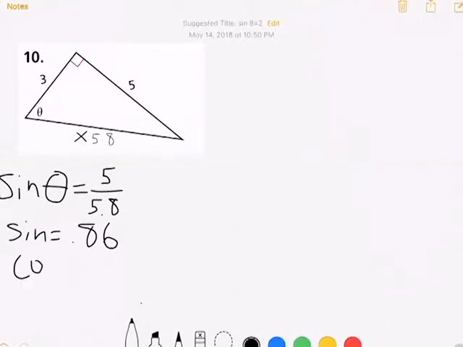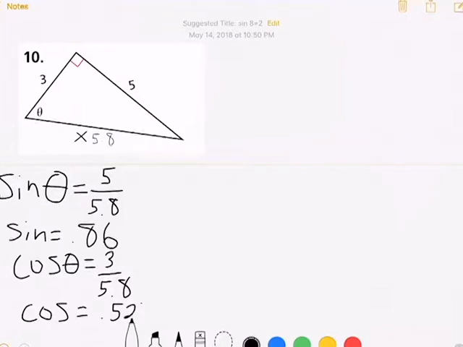And then you do the same thing with cosine. So cosine is adjacent over hypotenuse, so that's going to be 3 over 5.8. And again, you're just going to keep plugging this into your calculator in order to find the correct answer. So the cosine of this triangle is going to be 0.52. I'm just rounding this to the nearest hundredth, just to make it easy so you know for a fact what it is.